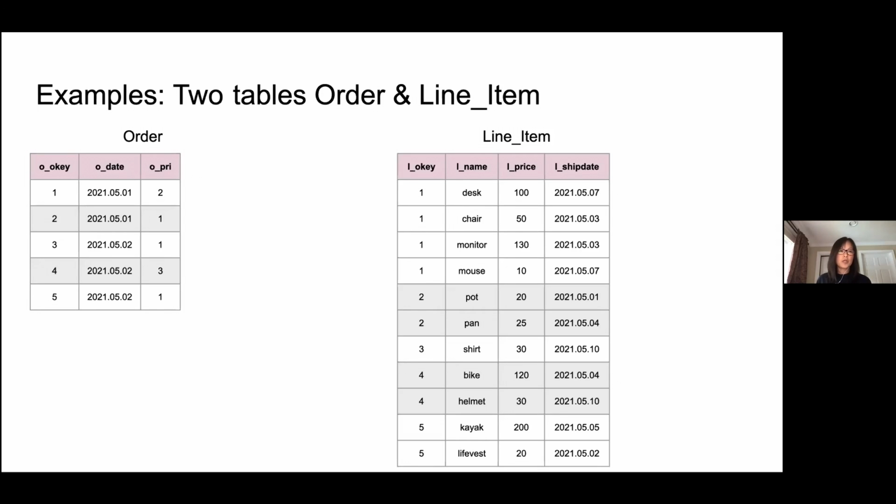For example, order number 1 has 4 items: desk, chair, monitor, mouse. Order 2 has 2 items, order 3 has 1, order 4 has 2, and order 5 has 2. And then in the line item table, we have 3 other columns: the name of the item, the price of it, and the ship date of each item. And the ship date can be different for different items in the same order.